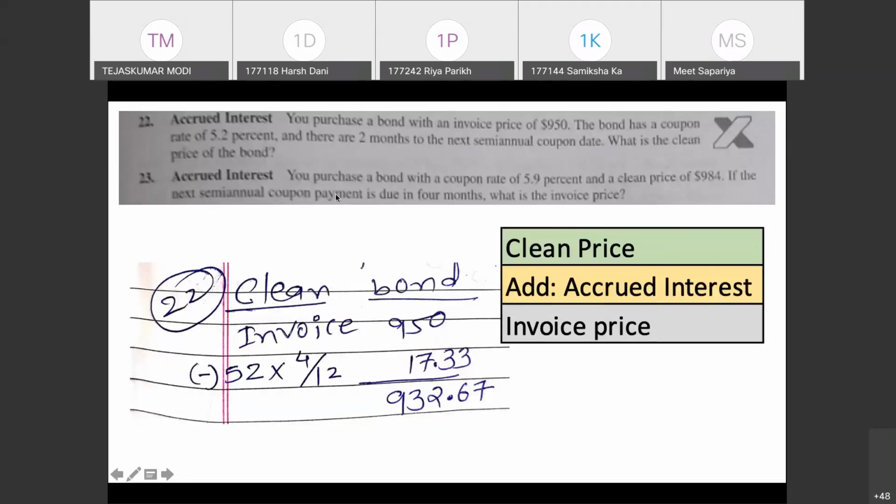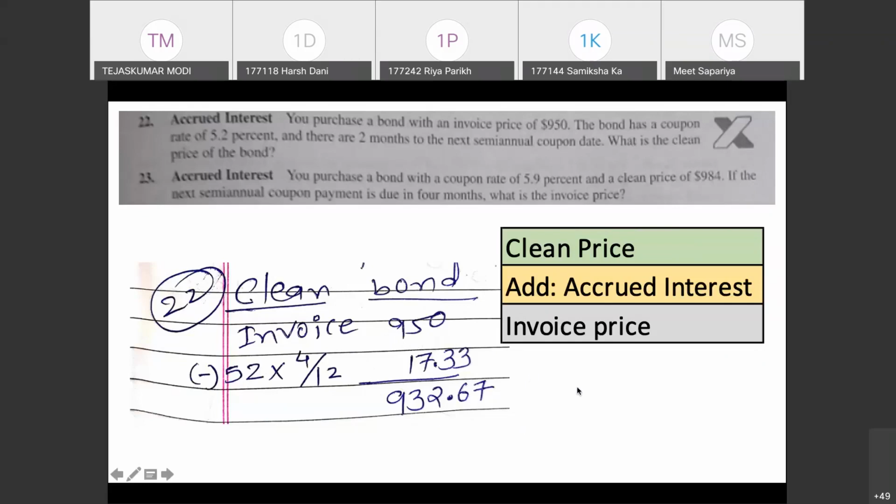For 6 months, the coupon is 52. How did I get 52? 1000 is the face value into 5.2 percent, that is 52, the yearly coupon, right? Now we are talking about only 4 months accrued, so 4 by 12, that comes to 17.33. So 932.67 is the clean price, and invoice price includes the interest till date, right? Interest till date. So I hope you are able to recall this. We had discussed it last time.